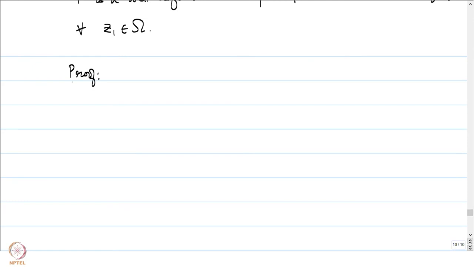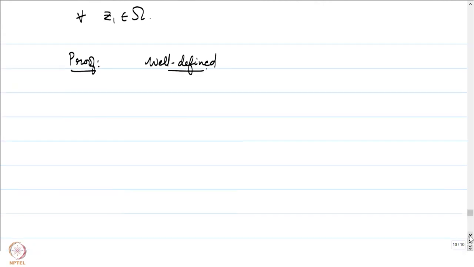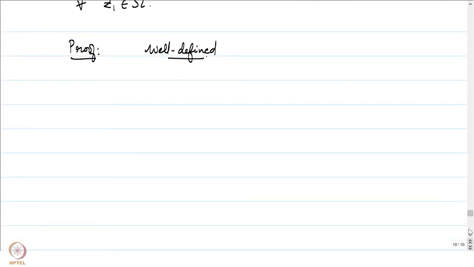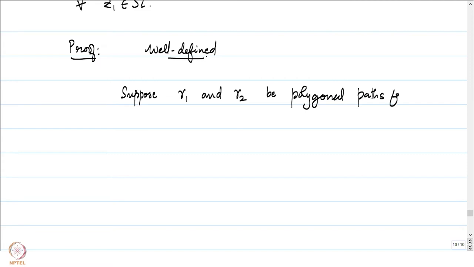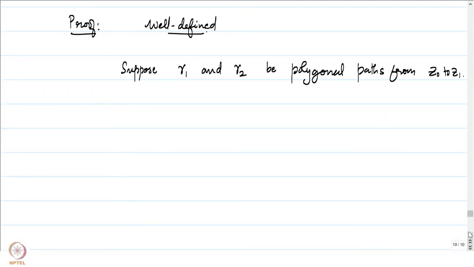We will start by noticing that the function we have just defined above is a well defined function. So, let us first target the well definedness. Why is there a question of well definedness? Suppose we have two polygonal paths, gamma 1 and gamma 2, from z0 to z1. Remember that z0 is a fixed point in omega, and it is at z1 that we are trying to define capital F.